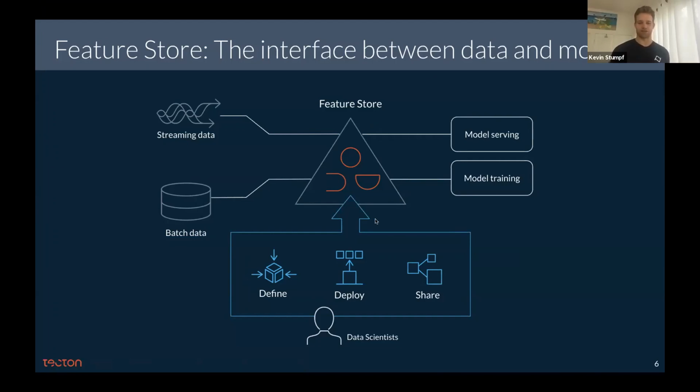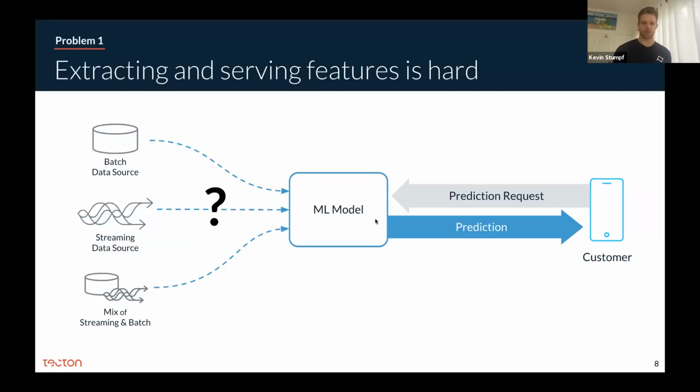So let's now take a quick look at what are actually the hard technical problems under the hood that a feature store solves. First, and actually the hardest problem of all of them, is that extracting and serving features is really hard for a variety of different reasons.